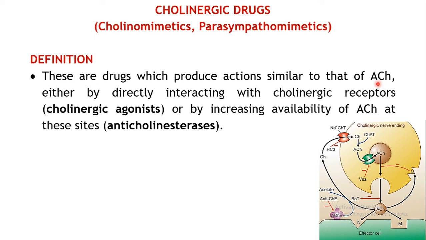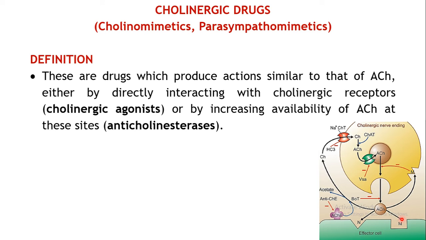Now, how are they producing these actions similar to that of ACH? There are two ways by which they produce action similar to ACH. In this particular picture we have seen earlier, when any cholinergic nerve ending receives the stimulation, ACH which is stored will be released in the synapse, and either it will transmit its signal to the next neuron or it will act on the effector cells, right? This is what we have seen. This is the normal neurohumoral transmission which takes place in the parasympathetic system or cholinergic system.